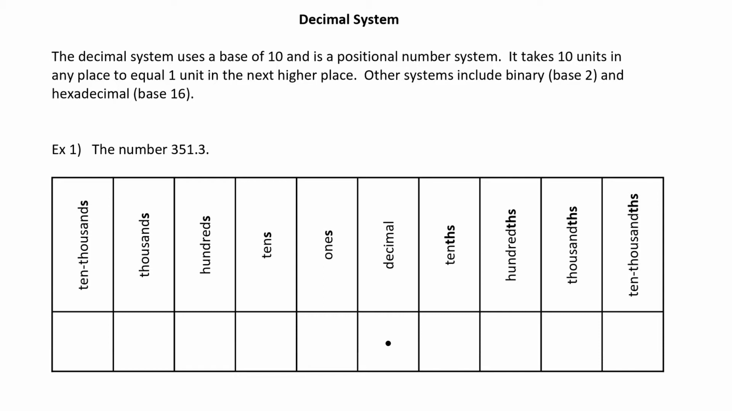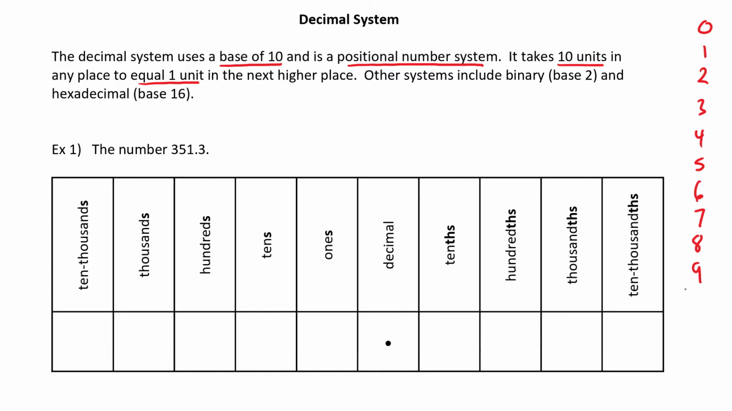So let's start with the decimal system. The decimal system, deci means 10. This is a system that is base 10. It's a positional number system. It takes 10 units to equal one larger unit. So as an example, let's start at 0. 1, 2, 3, 4, 5, 6, 7, 8, 9. We've now taken up 10 spots, 0 to 9.